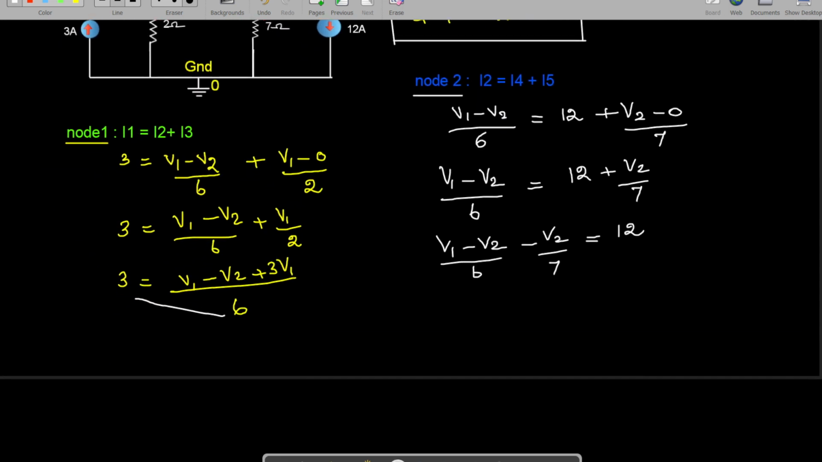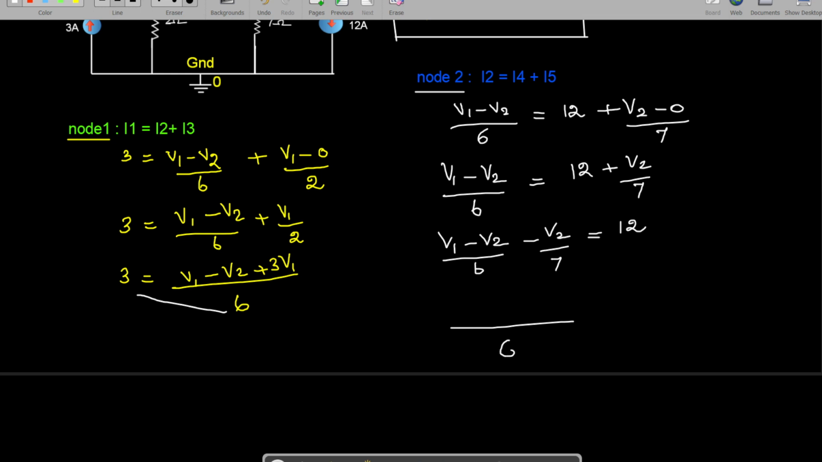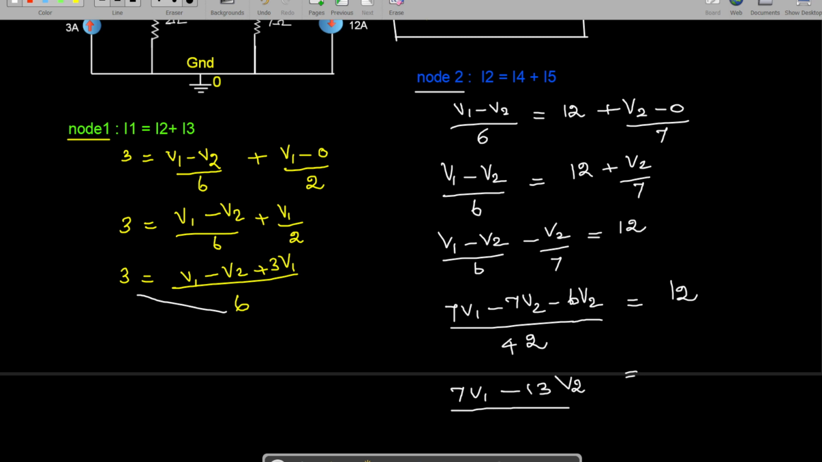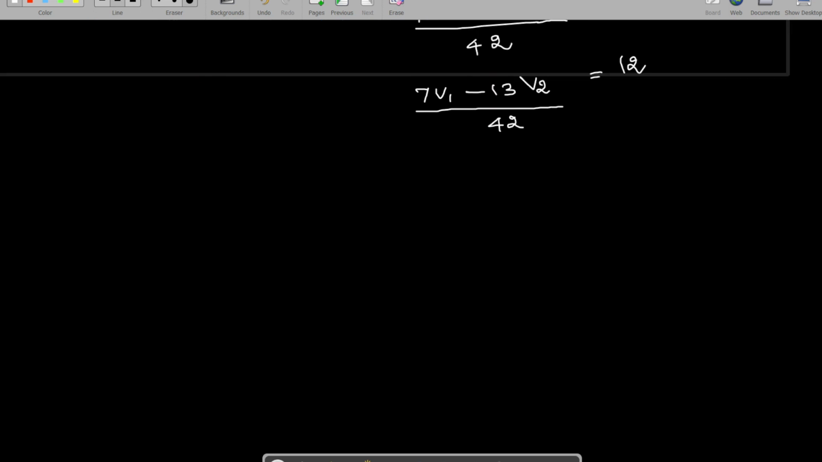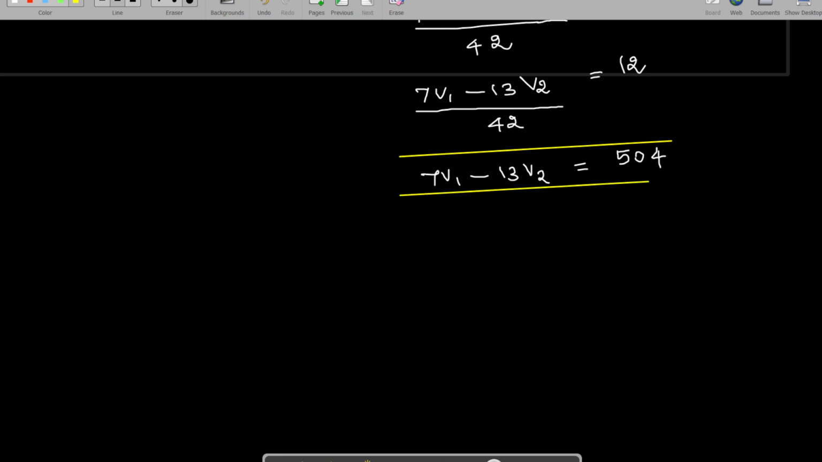So we can take this common denominator, 6 into 7, that is 42. Here you get 7V1 minus 7V2 minus 6V2 is equal to 12. So you get 7V1 minus 13V2 divided by 42 is equal to 12. It can be written as 7V1 minus 13V2 is equal to 12 into 42, that is 504. Now you got the second equation.